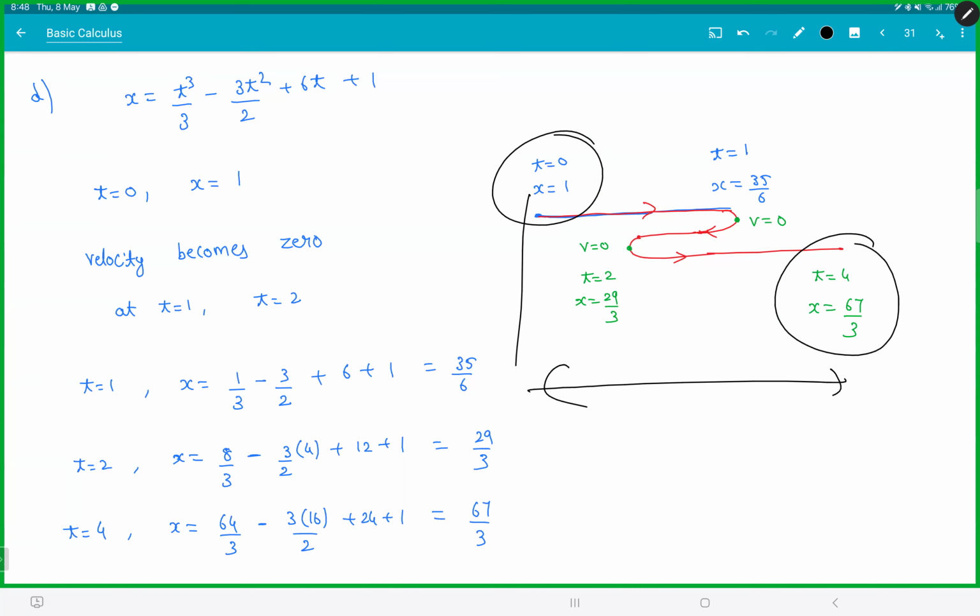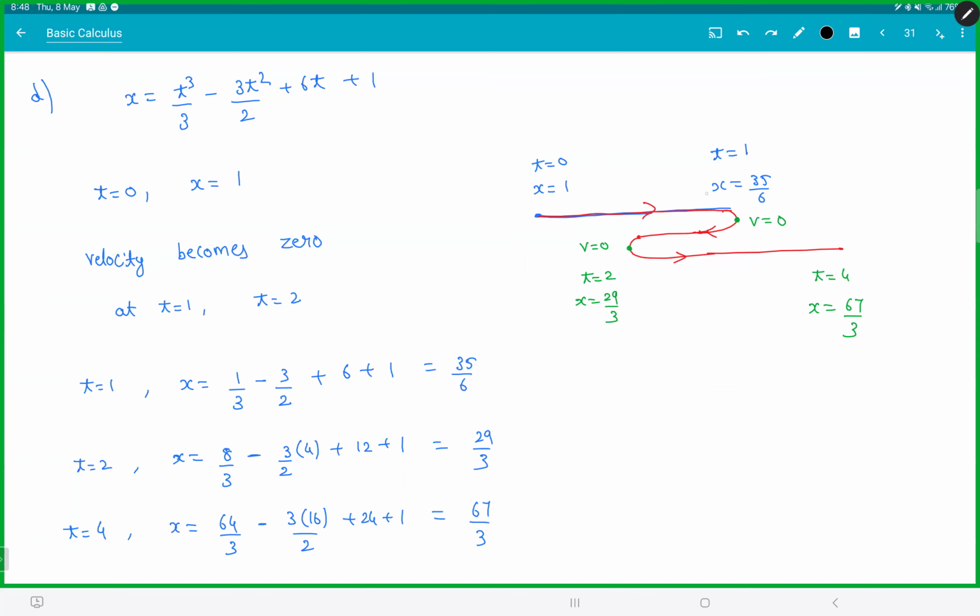You guys know the difference between distance and displacement? Yes, sir. Distance is the total length traveled. Displacement is simply final minus initial. So here, what is the total distance traveled? This length plus this length plus this length, isn't it? Is that making sense, everyone?